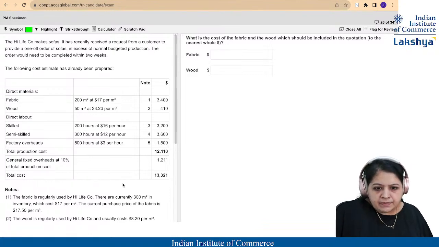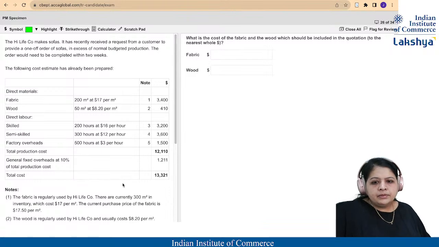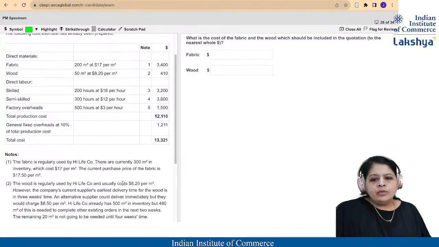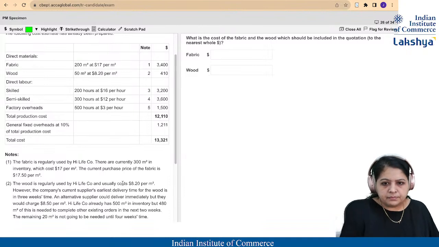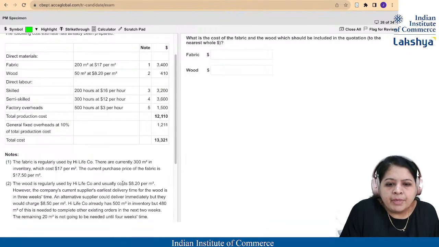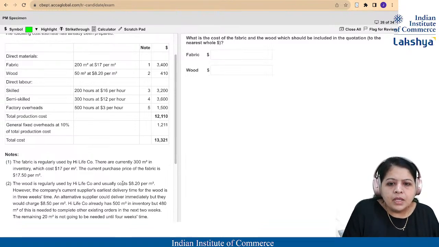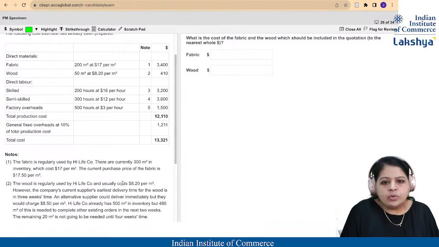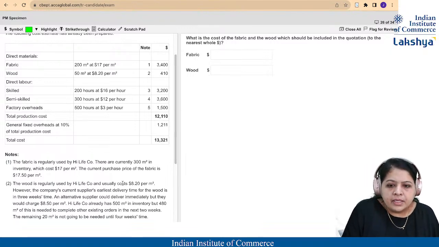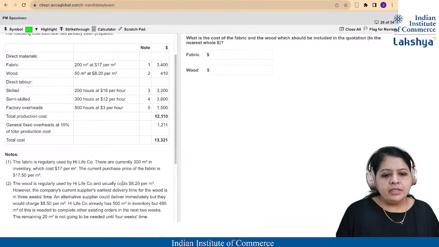Your direct material is given, skilled labor, materials value is, so the fabric is 200 square meters at 13 per square meter. Wood is 50 square meters at 8.2. Skilled labor is 200 hours at 16. Semi-skilled is 300 hours at 12. Factory hours are 500 hours at 3. Total production cost is given. Your general fixed overheads are 10% of the total production cost, and this is the total cost of 13,321.